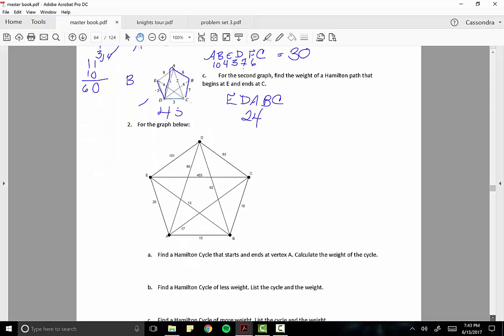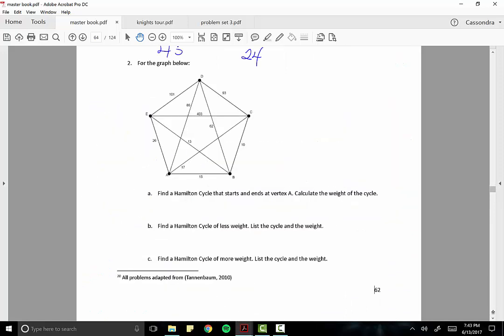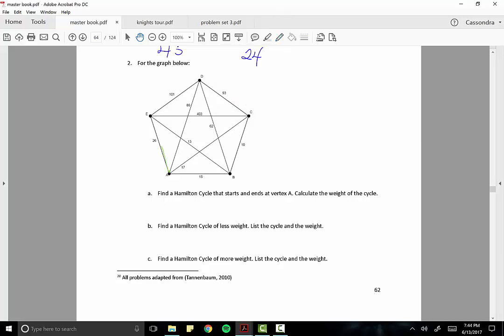For the graph below, we want a whole bunch of finds. Now, oh, come on. Find a Hamilton cycle that starts and ends at vertex A. Calculate the weight of the cycle. I'm just going to go ahead and take the easy way out. So I went A, E, D, C, B, A. And then that is 26 plus 101 plus 93 plus 10 plus 15.